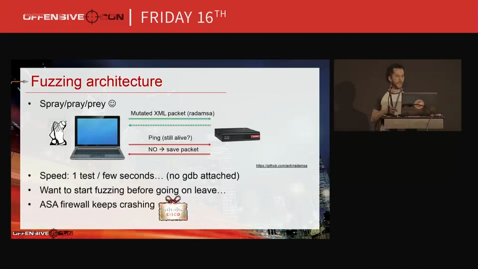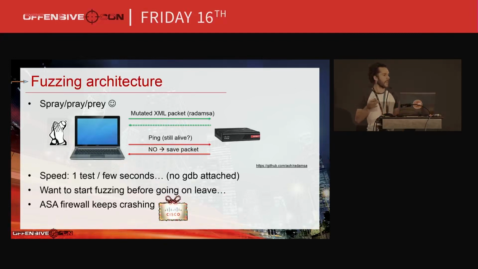My fuzzing architecture is really basic. I don't do anything like concurrent execution or even code coverage. I'm remote. I have the router. From my PC, I send a mutated packet using my initial sample and using Radamsa. It's quite nice for XML because it's still going to generate kind of valid XML.